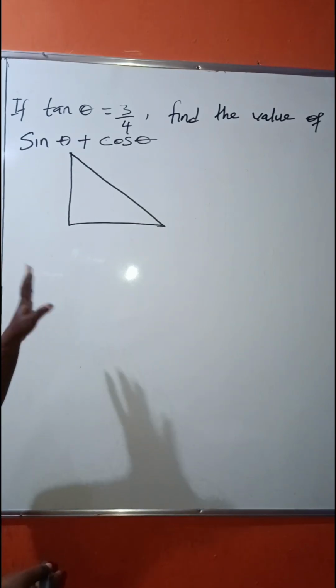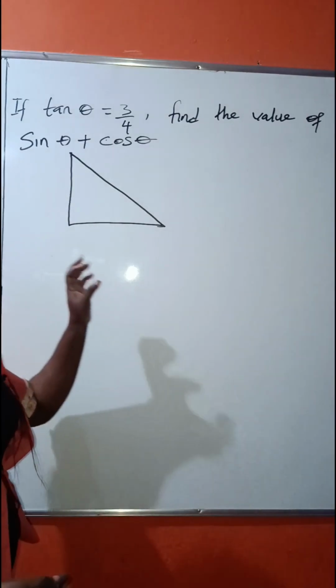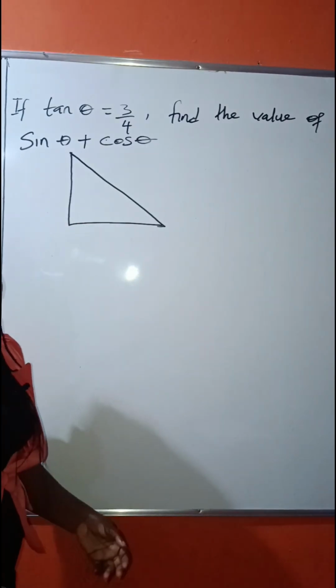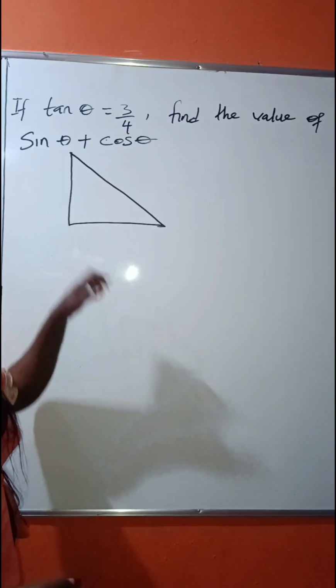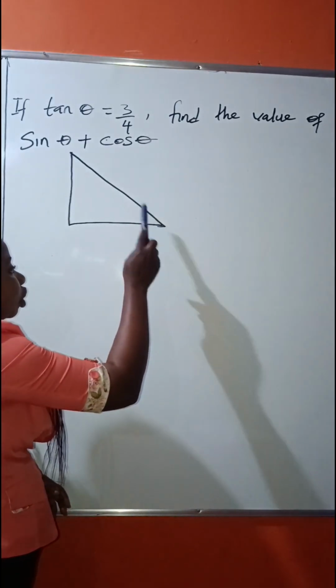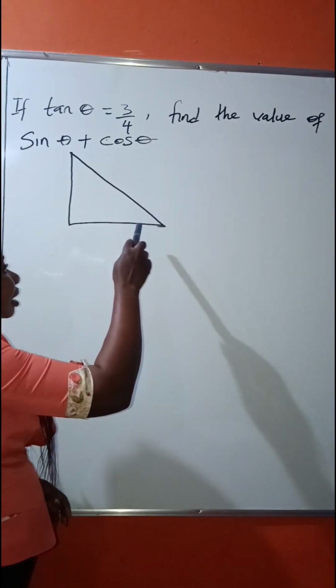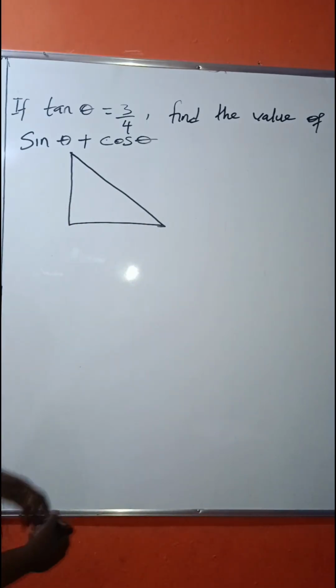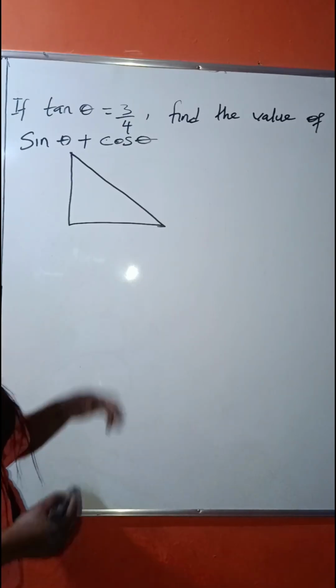Always remember that in a right angle triangle, the longest side is called the hypotenuse, while the other two sides are the adjacent. But the side facing the angle, if the angle is there, that side facing the angle is going to be the opposite. Now, how do we label this right angle triangle?